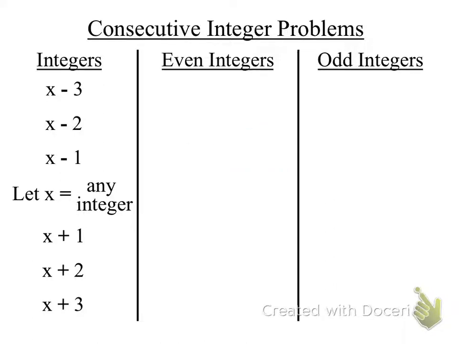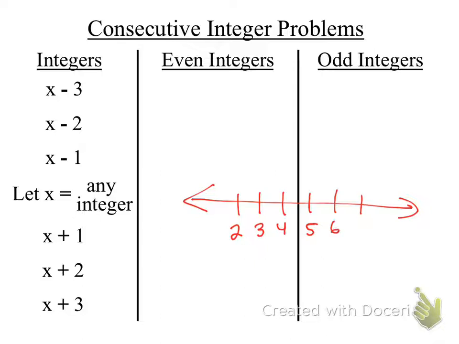So what happens this time if I'm looking for consecutive even integers? What would consecutive odd integers look like? 7, 9, 11, 13, 15. Perfect. So everybody understands the idea of even integers and odd integers. Well, let's look at what we'd call even and odd integers. So if this is 2, 3, 4, 5, 6.